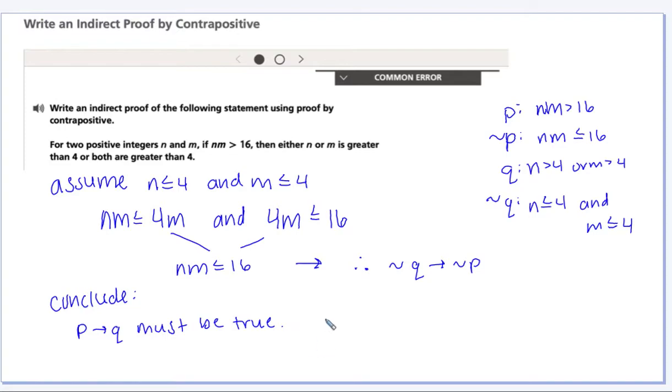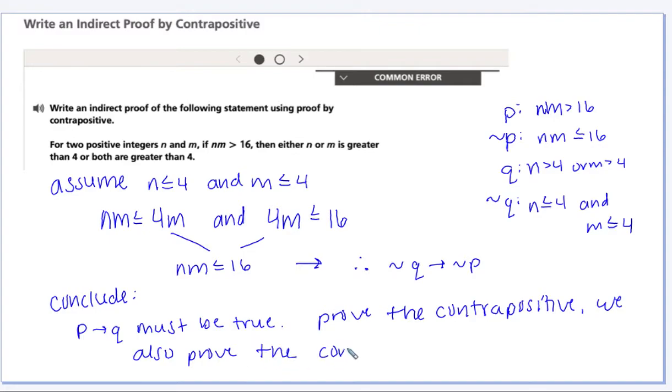So again, when we prove the contrapositive, we're also proving the conditional. Okay, so again, for two integers, n and m, if n times n is greater than 16, then either n or m is greater than 4, or they're both greater than 4. Again, that's the only way that we would be able to solve this problem.